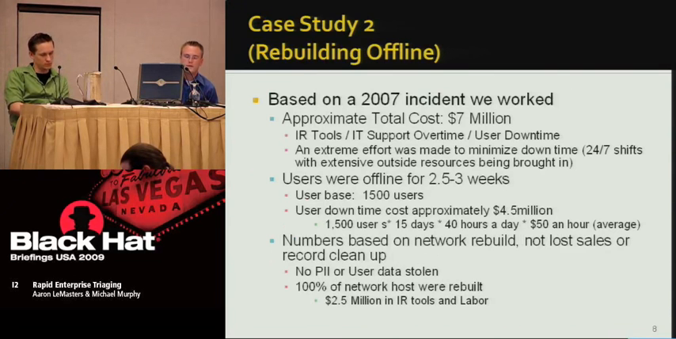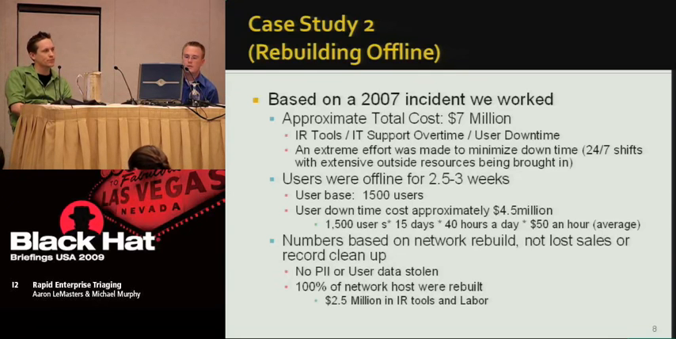So this second case study is what it would cost if you were to take down an entire network and rebuild it from scratch. This is a case that Aaron and I both worked on back in 2007. The approximate total cost was $7 million to take down a whole network for up to about 3 weeks and rebuild it from scratch. Only $2.5 million of that was the actual incident response piece, the IT staff, the time involved, and the tools. The $4.5 million was employee downtime, right?